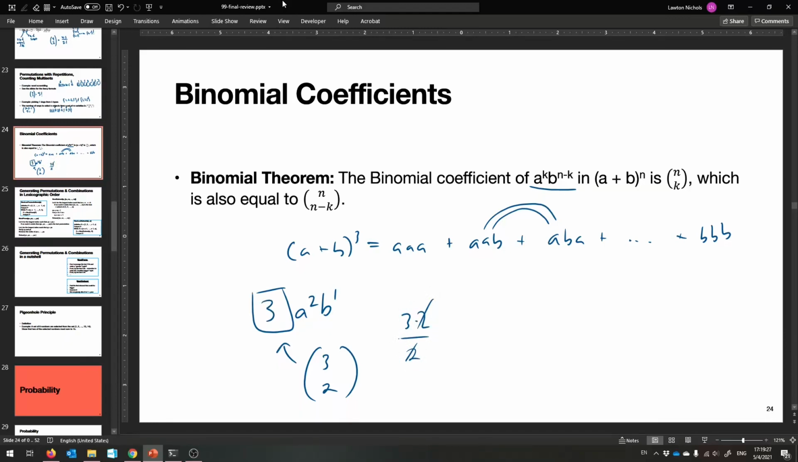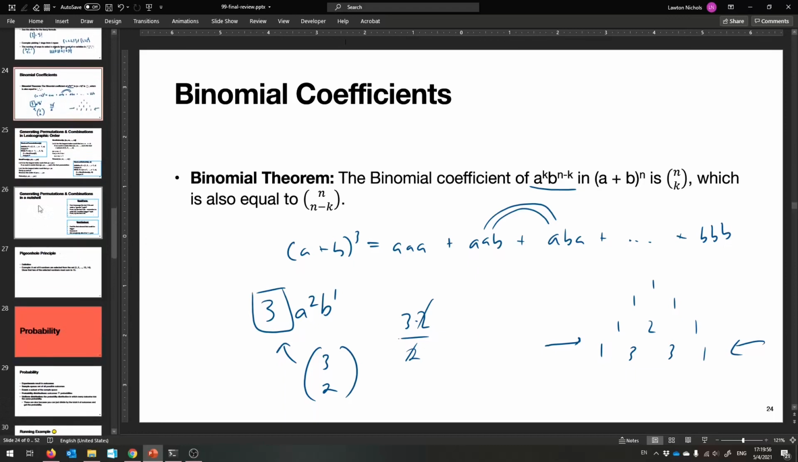That is the idea. That's what the binomial theorem gives to you. Okay, it's equal to that, and there's also an identity. It's saying that this is also equal to this, and that's where you get the Pascal's triangle out of 1 2 1, 1 3 3 1. It's a palindrome. It reads the same forwards and backwards. Okay, so remember all that fun stuff, and that is your binomial coefficients.